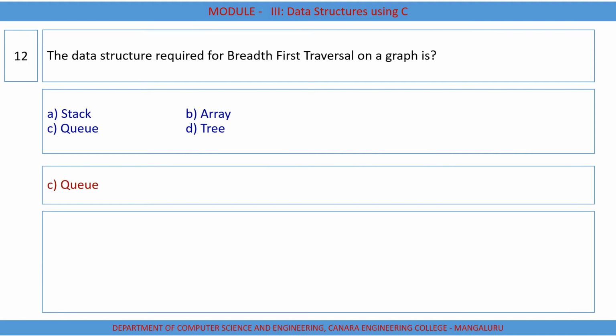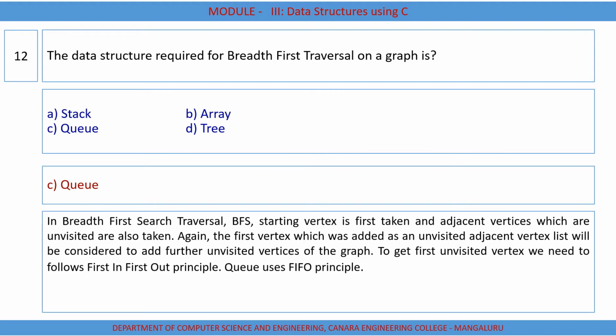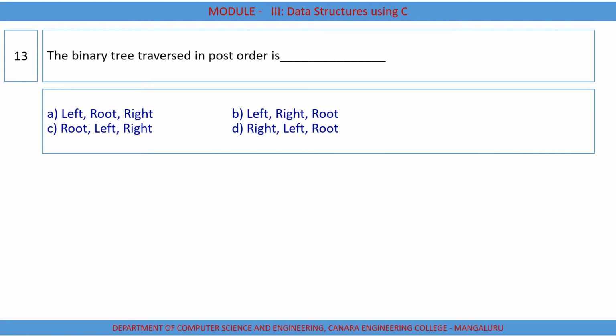So why is a queue used? Because in case of a breadth first traversal, starting with the first vertex, we visit all the unvisited adjacent vertices. All these unvisited adjacent vertices are placed into the queue. So queue is the data structure that is used with respect to BFS.